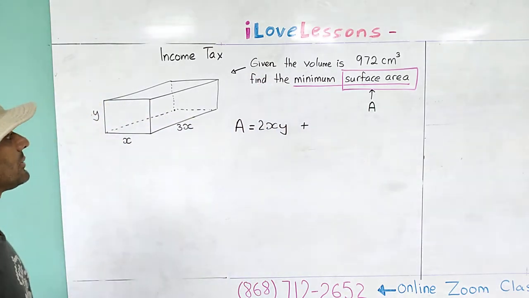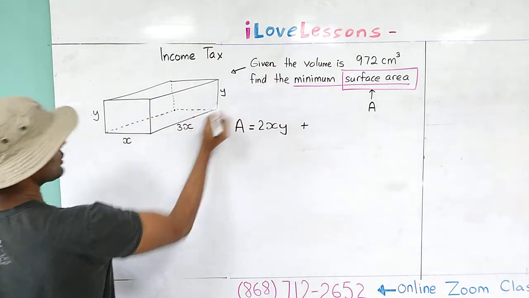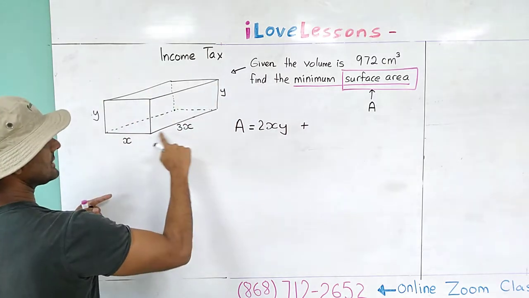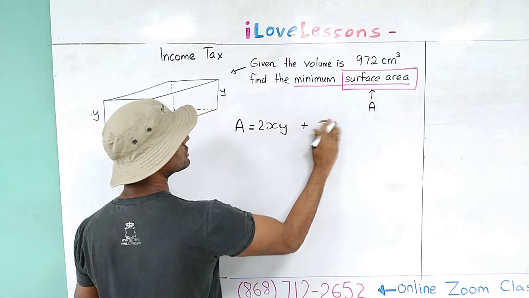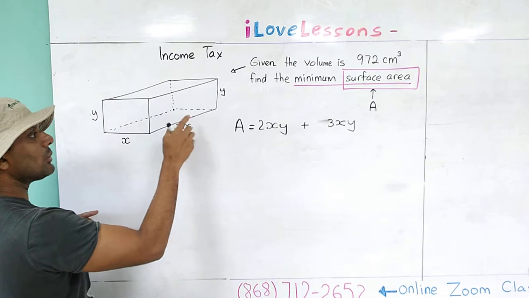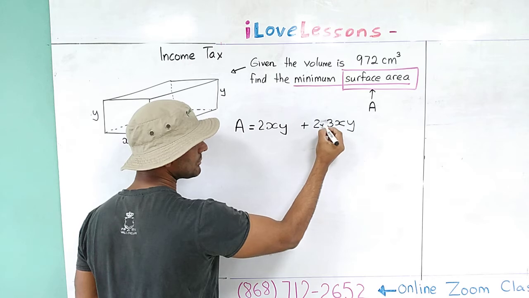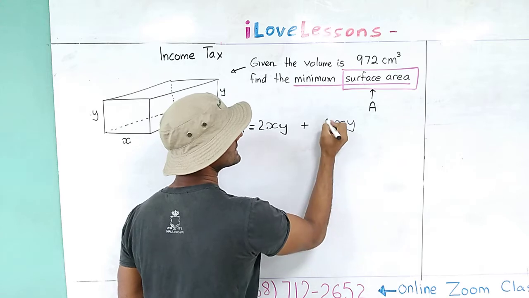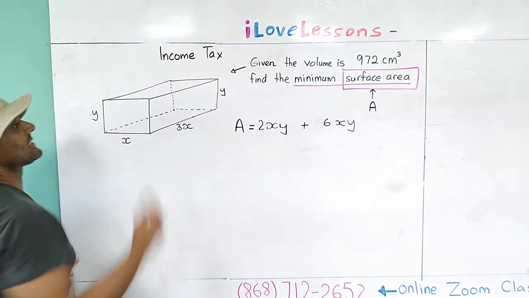Plus, what other faces do we have? How about this one here, the one with the 3x and the y? If here is y, then over here is also y. The height is y. So we have one in front, so the area is length by breadth, 3x by y, but we have 2 of it, one in front and one on the other side. So we have to take this whole expression and multiply it by 2. So 2 by 3 is how much? 6x. So that takes care of the front, the back, the face, and the face on the other side.